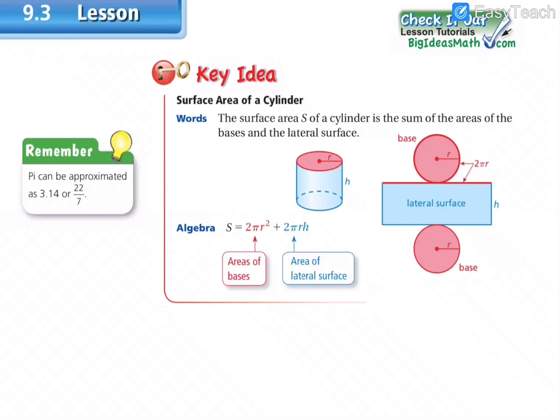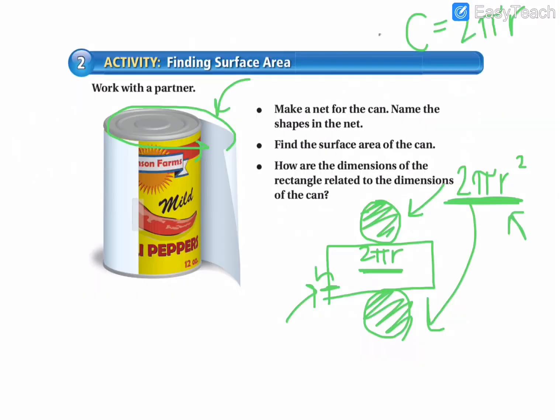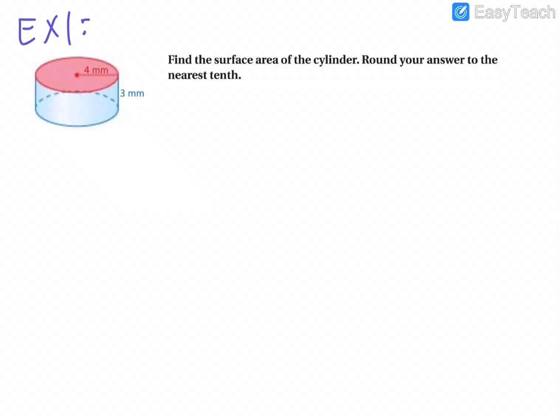Okay, so writing this down, your key idea, this is where it comes from. You have the area of the two circular bases, 2 pi r squared. You should be writing this down. And then you have 2 pi r h, which again comes from the circumference, which is the top, times the height. And you're going to add those together. So pretty simple once you understand that part. We're going to jump right into example number 1 and try this out.